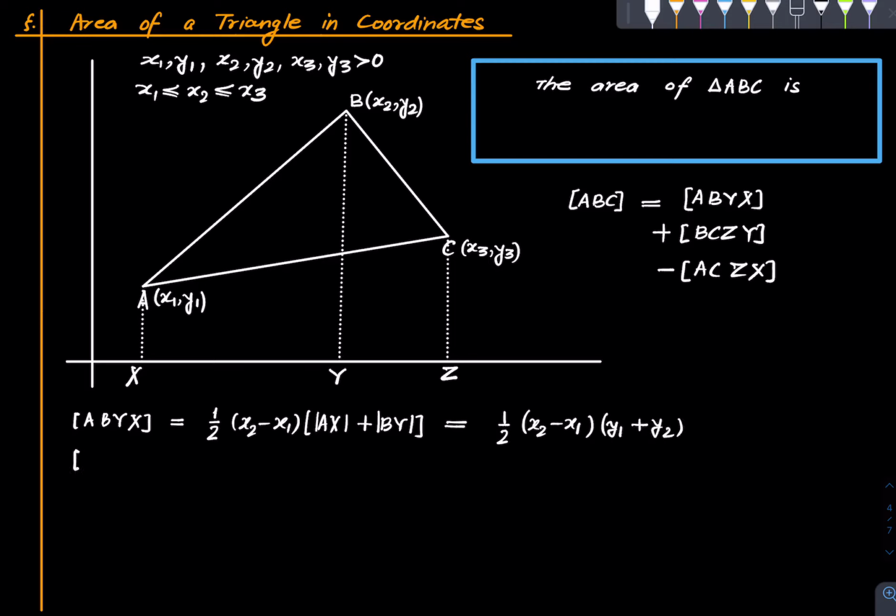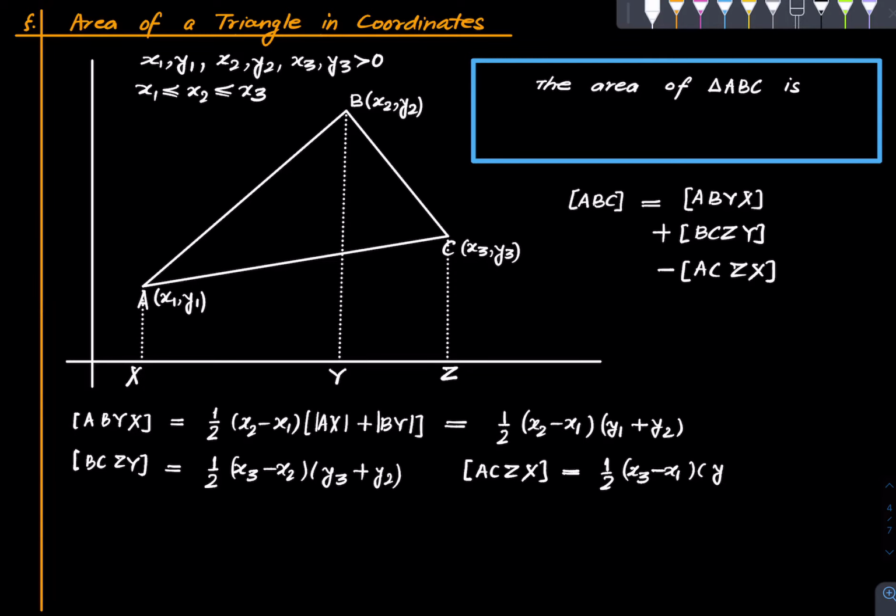Similarly, the area of BCZY is half of x3 minus x2 times y3 plus y2, and the area of the third one, ACZX, is half of x3 minus x1 times y3 plus y1.